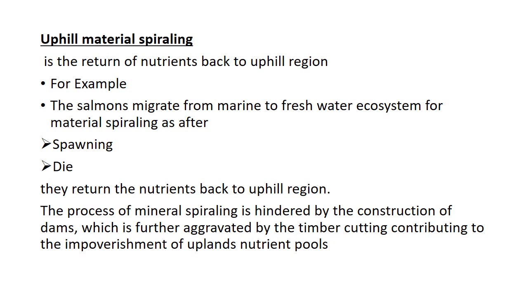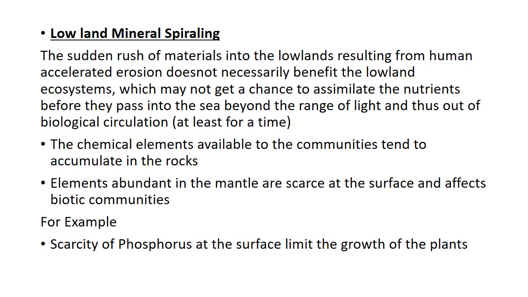The process of mineral spiraling is hindered by the construction of dams, and it is further aggravated by timber cutting, contributing to the impoverishment of uplands' nutrient pools. Lowland mineral spiraling: the sudden rush of materials into the lowlands resulting from human accelerated erosion does not necessarily benefit the lowland ecosystem, which may not get a chance to assimilate the nutrients before they pass into the sea beyond the range of light and thus out of the biological circulation.